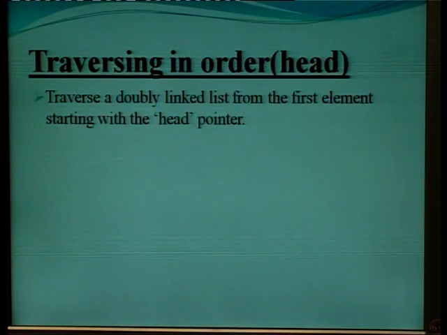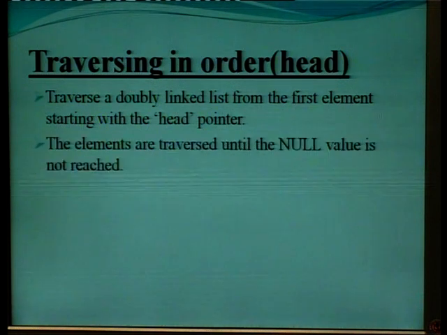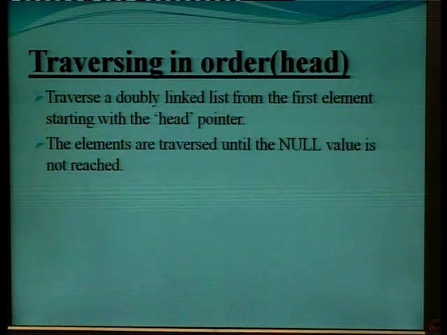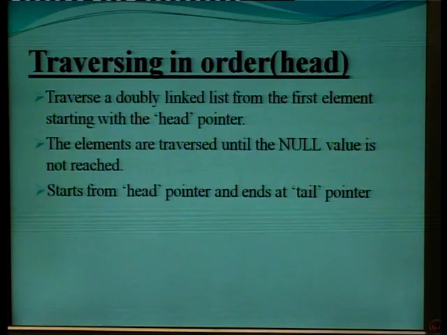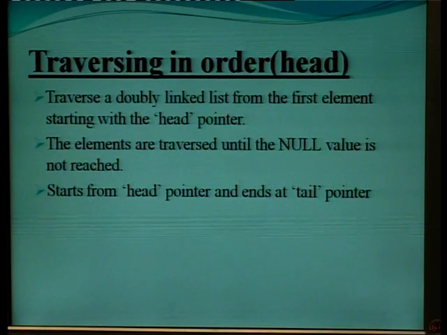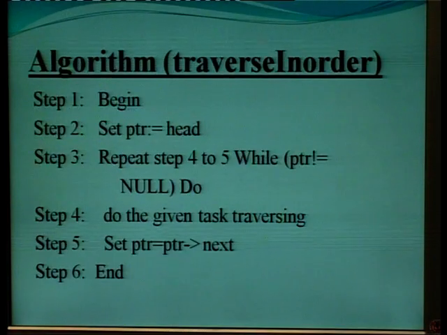Traversing a doubly linked list can be performed in two ways. The first is in order. In order means starting from the head and ending at the tail pointer. Traversing a doubly linked list from the first element, starting with the head pointer, is known as traversing in order. The elements are traversed until the null value is reached, as the last node stores the null value in its forward pointer. Until that null pointer value is reached, it traverses all the nodes. So traversing in order means starting from the head pointer and ending at the tail pointer.